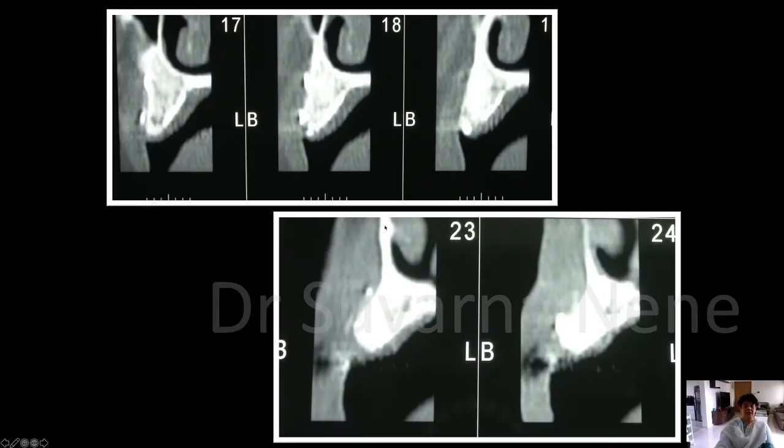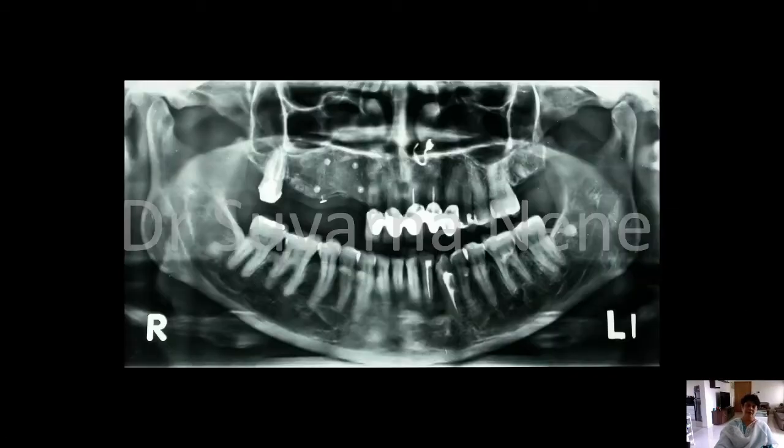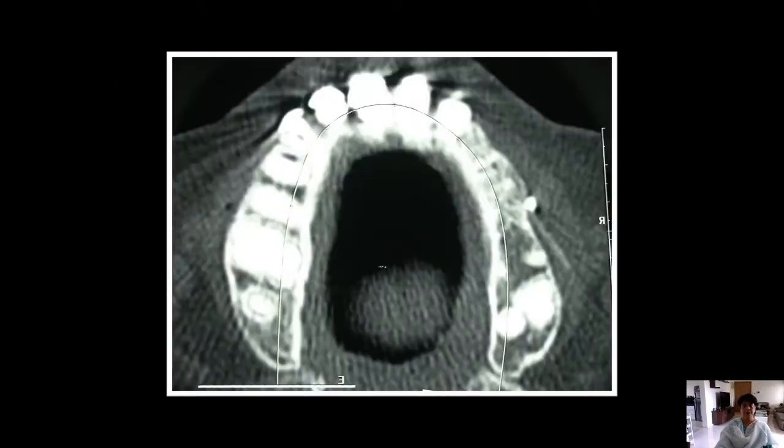You can see after 4.5 months, as the patient came back, this patient comes all the way from South Africa. You can see a good amount of bone made, huge bone made for placing implants. And this is what is the ideal situation. So these implants were placed in surgery.